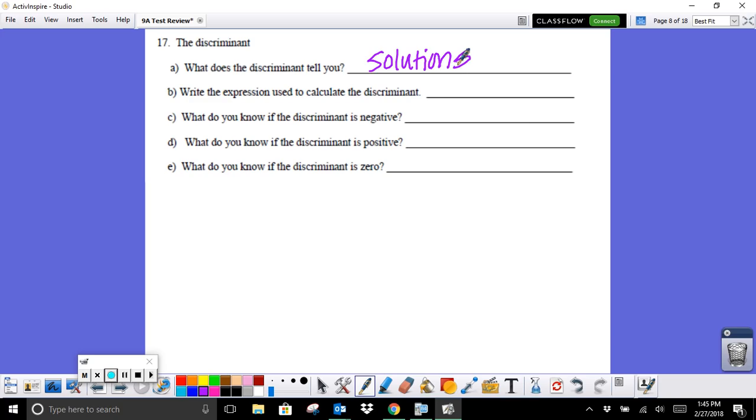Okay, how do you find the discriminant? You do b squared minus 4ac. It's everything under the square root in the quadratic formula, but it's not the square root. It's just everything under the square root. So b squared minus 4ac.